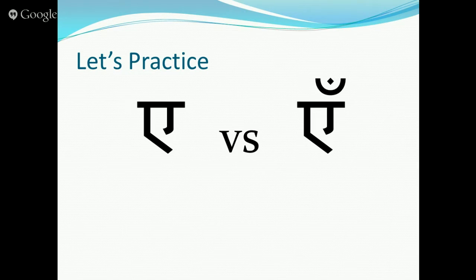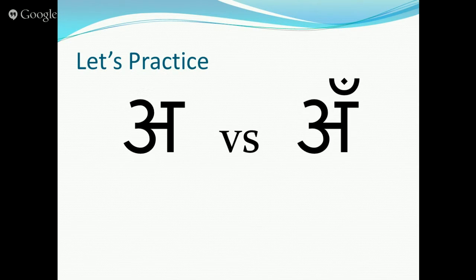The one on the left is a. The one on the right is e. A versus e. The one on the left is a. The one on the right is mm. A versus mm.